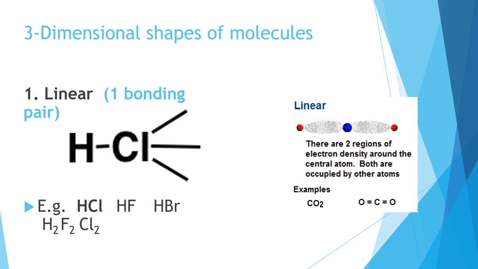Examples of this include HCl, hydrochloric acid, hydrofluoric acid, hydrobromic acid, dihydrogen, difluorine, and our chlorine gas, anywhere where we've got that single bond between two atoms. And we can look at carbon dioxide, but we'll add a little bit more to carbon dioxide a little bit later on.